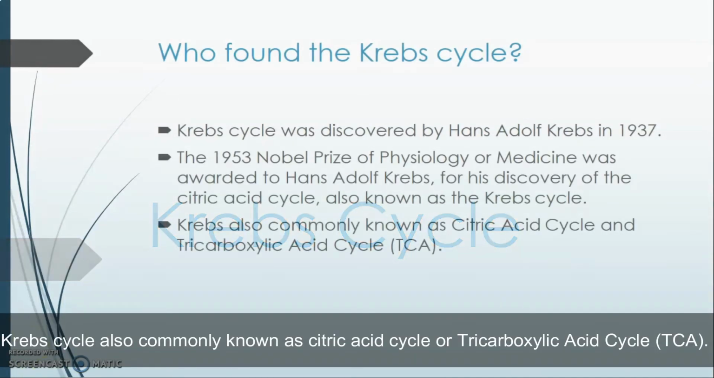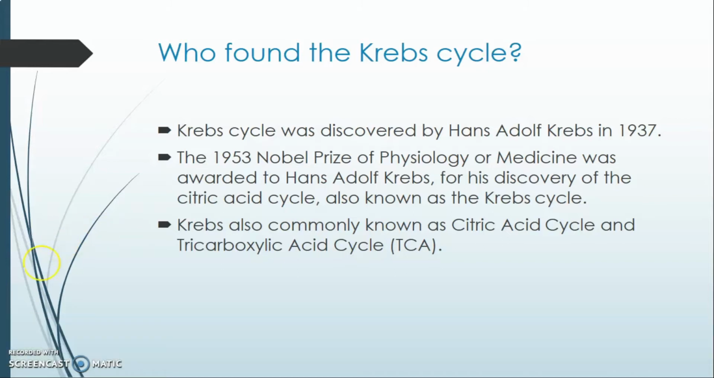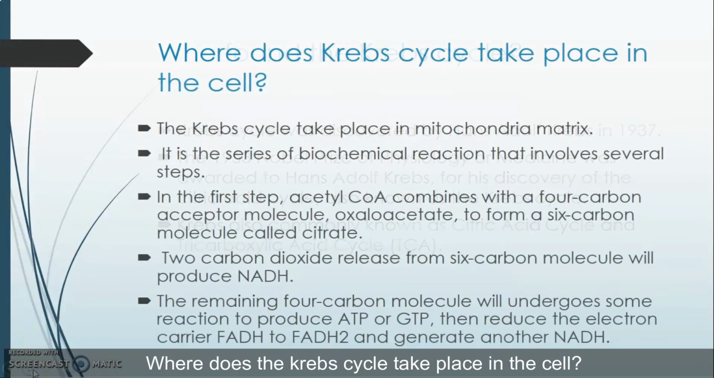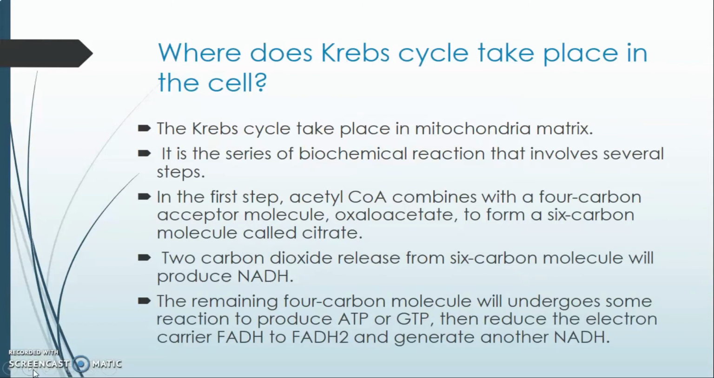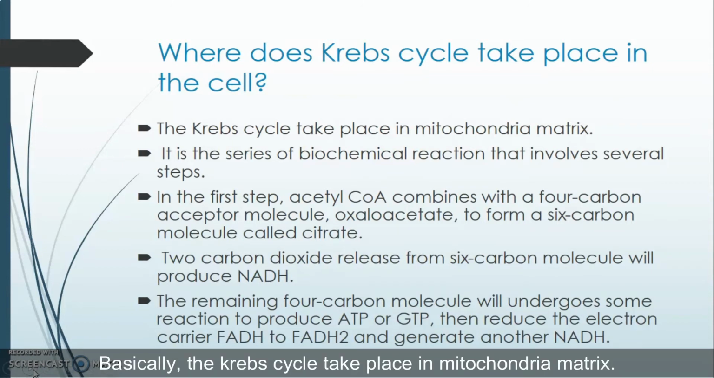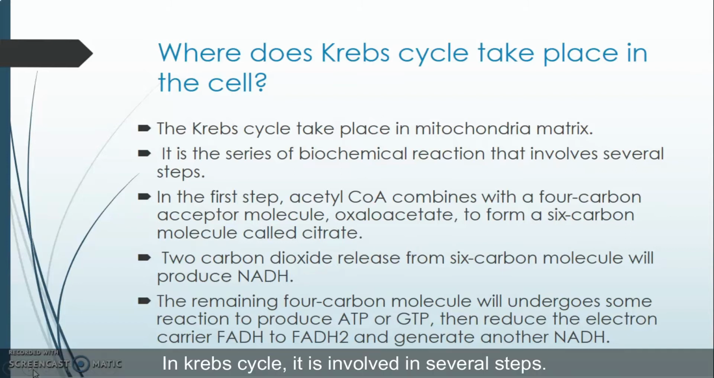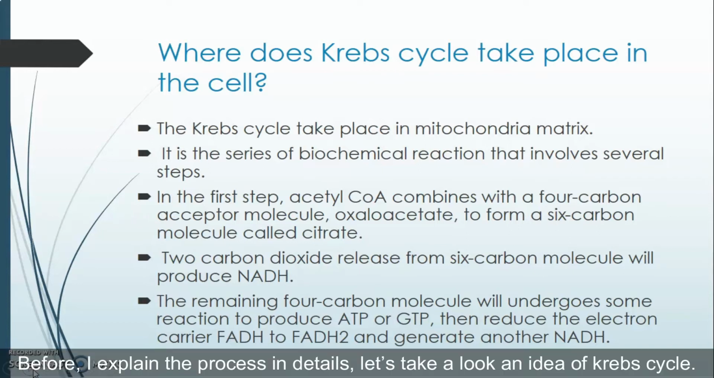Krebs cycle, also commonly known as the citric acid cycle or tricarboxylic acid cycle (TCA). Where does the Krebs cycle take place in the cell? Basically, the Krebs cycle takes place in the mitochondrial matrix. The Krebs cycle involves several steps. Before I explain the process in detail, let's take a look at an overview of the Krebs cycle.